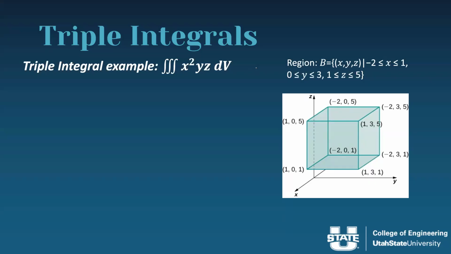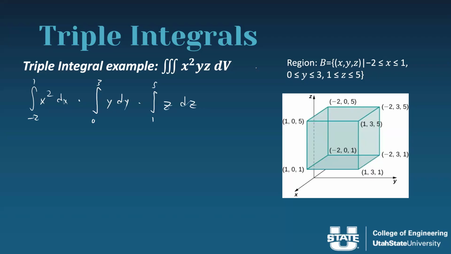I'm just going to right off the bat break it into three separate integrals multiplied by each other because we have constant bounds. So we're going to have the integral of x squared dx from -2 to 1 times the integral of y dy from 0 to 3 times the integral from 1 to 5 of z dz.